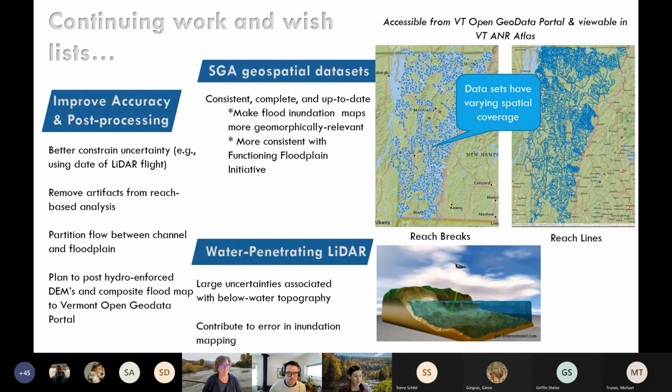Also, on the Dear Santa wish list, water penetrating LIDAR would obviously be amazing. The uncertainty introduced by LIDAR and no topography within our DEMs below the water surface introduces a good bit of uncertainty, and we've quantified this to some degree. It introduces a certain amount of error in our inundation mapping. And again, we're coming up with ways to work around it and quantify it in different places within the basin, within the state. But if we just didn't have to put it in the uncertainty category, that would be pretty cool.